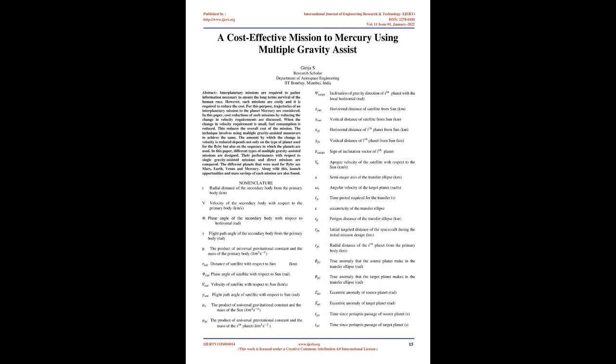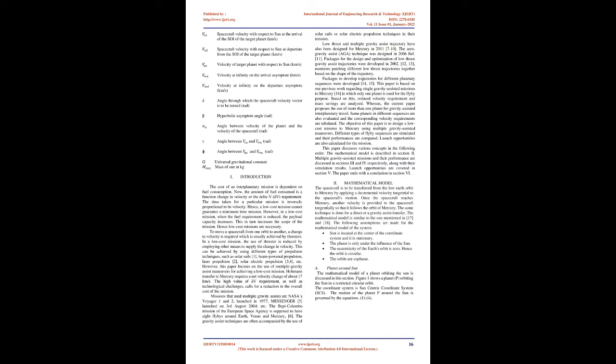Apogee velocity of the satellite with respect to the Sun, km/s. Semi-major axis of the transfer ellipse, km. Angular velocity of the target planet, rad/s. Time period required for the transfer, s. Eccentricity of the transfer ellipse. Perigee distance of the transfer ellipse, km.